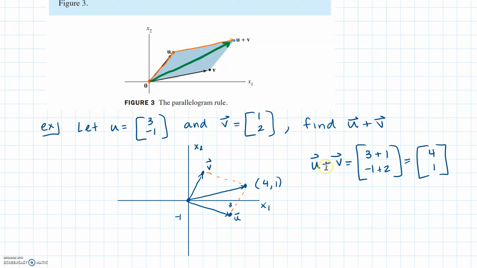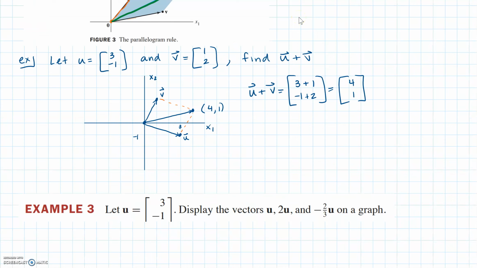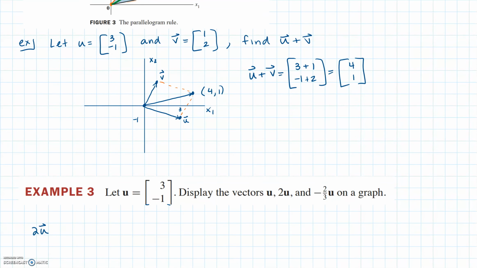So you can see here, to add vectors, we're just going to add the entries, assuming that they're the same size. So let's look at an example in the book. Let u be (3, -1), just as it was over here. And now let's display the vectors u, 2u, and -2/3 u on a graph. 2 is a scalar, and 2u is called scalar multiplication. What scalar multiplication does is stretch the whole vector by 2.